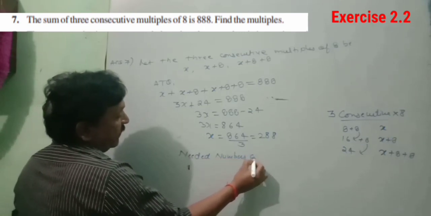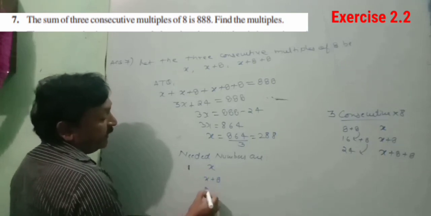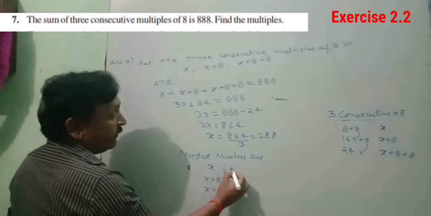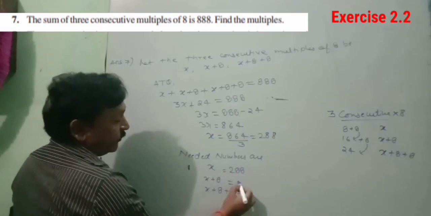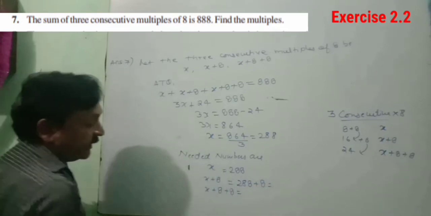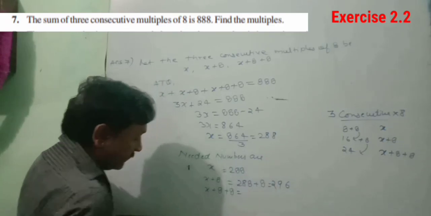numbers are: first was x, second was x plus 8, third was x plus 8 plus 8. Just substitute the value of x. First one also, second one also. 288 plus 8, how much? 8 plus 8, 16. 8 plus 1, 9. It will become 296.